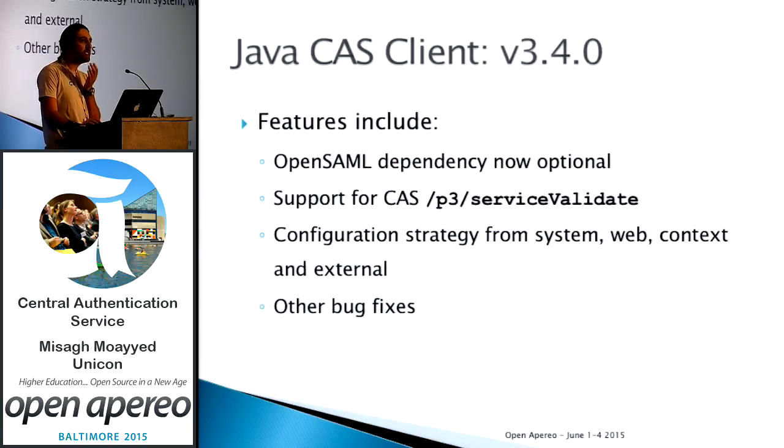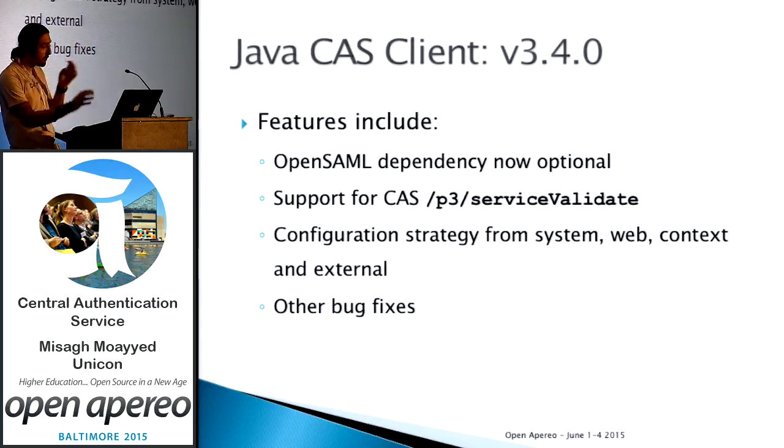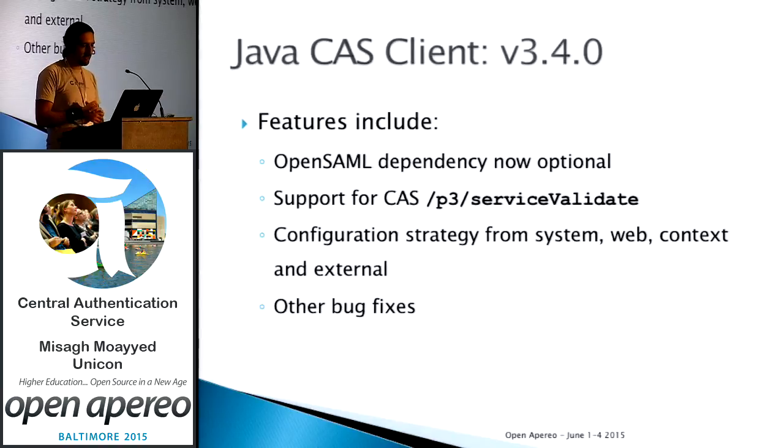The OpenSAML dependency now will become optional. This generally presented problems where you had to bundle the client with an application that relied on a bunch of other jars and other dependencies, and there were just so many conflicts that the project decided to make the dependency optional and use other mechanisms for dealing with SAML-related functionality. So that has also been improved, along with other bug fixes and improvements and so on.